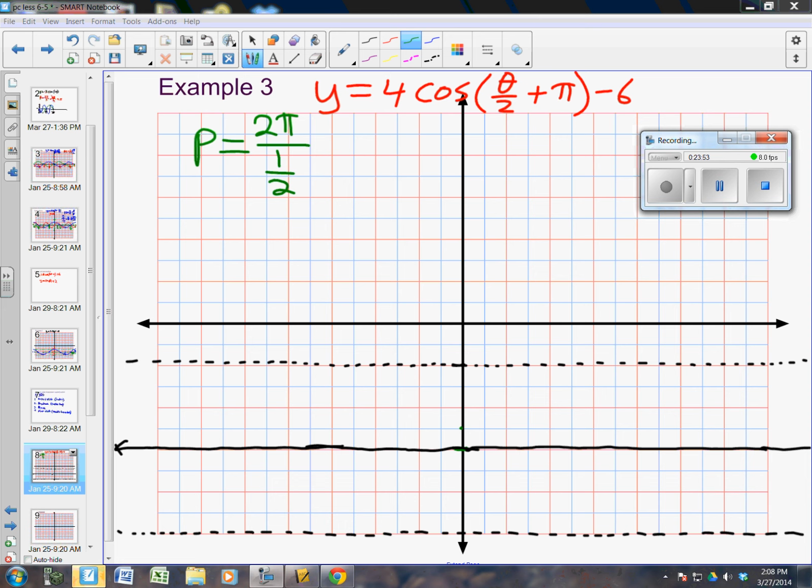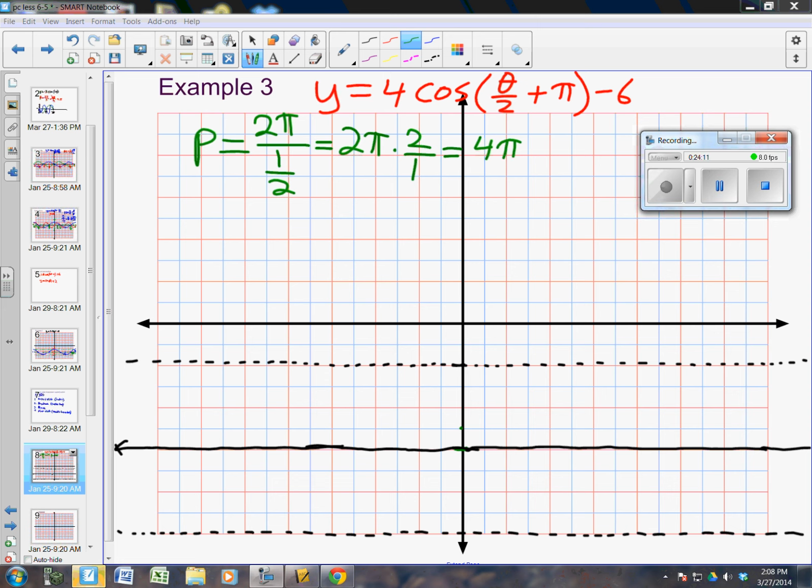So we have 2 pi divided by 1/2. Well, we got to take the reciprocal of 1/2 and multiply it by 2 pi. So the reciprocal of 1/2 is 2. 2 pi times 2 is 4 pi. So our period is 4 pi. That means I've got to go clear to 4 pi.